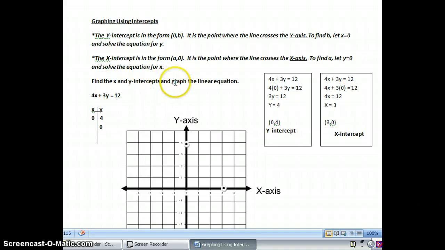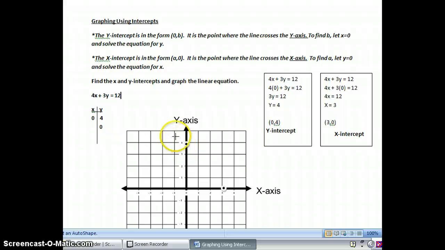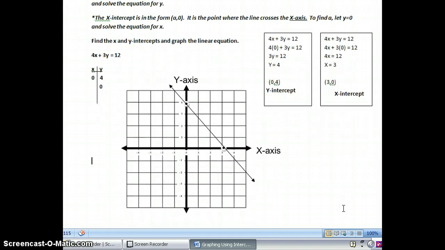Now the last part said to graph the linear equation, so don't forget to graph it. I'm going to insert a line and draw it the best you can through these dots, and voila, I have my line for the equation 4x plus 3y equals 12. I've also identified the y-intercept as (0, 4), and I've identified the x-intercept as (3, 0).